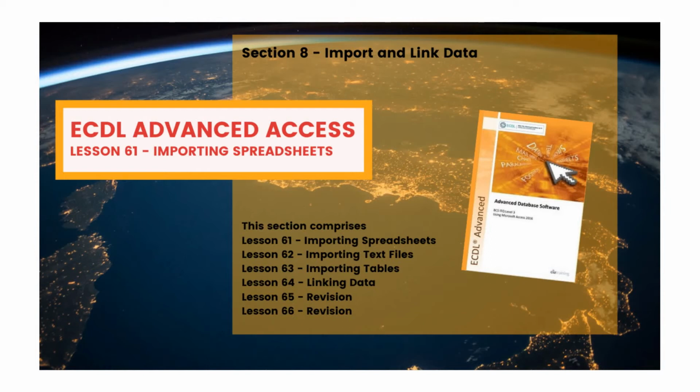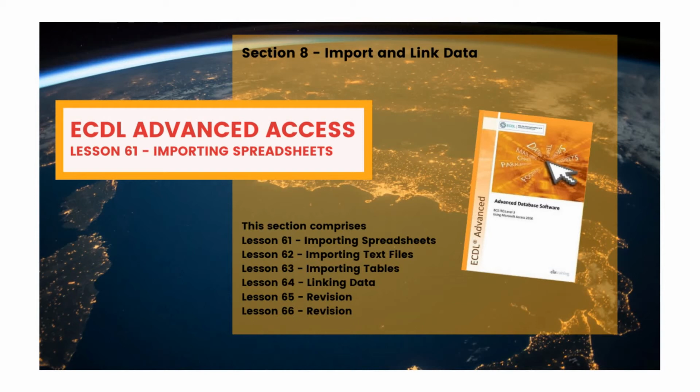Importing converts the source data format and creates a new copy of the data within Access. The data can then be edited in Access and is completely independent of the source. This allows much greater flexibility for data entry.